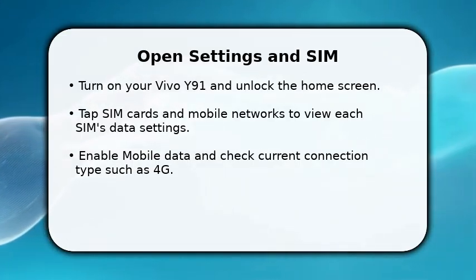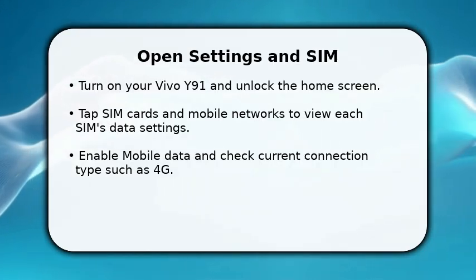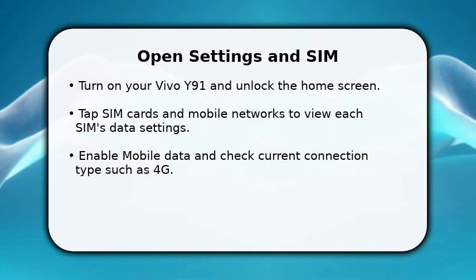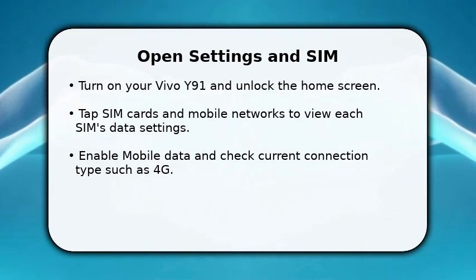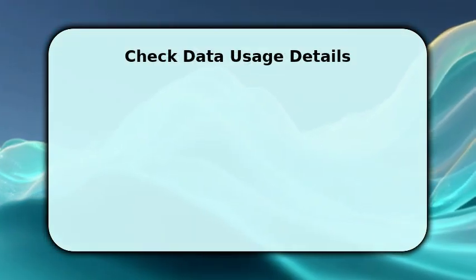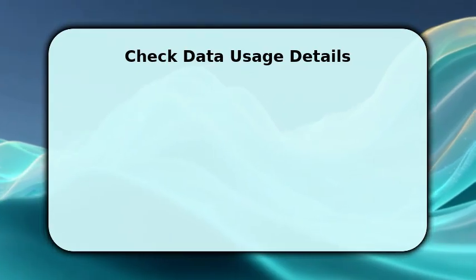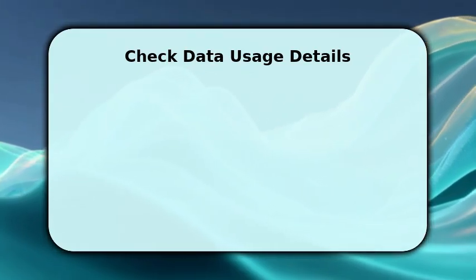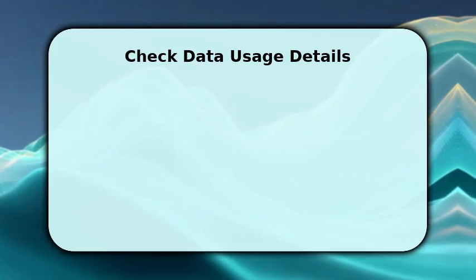Enable mobile data and check current connection type, such as 4G. Proceed to data usage to see daily, weekly, and monthly consumption totals. This overview, open settings and tap network usage or data usage to begin analysis. Set the billing cycle to match your carrier's cycle, for example, the first day.